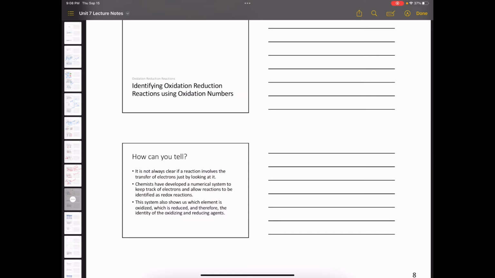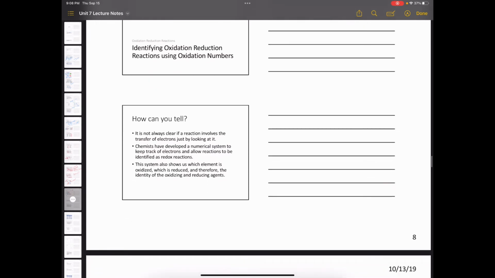So now let's look into identifying oxidation reduction reactions using oxidation numbers, which I find kind of interesting. So how can we tell what the oxidation number is? How can we tell this material's oxidation status has changed from being positive to being negative, or changed from 0 to being negative? It's not always clear if a reaction involves a transfer of electrons. So there is a numerical system that we follow to keep track of electrons and allow reactions to be identified as redox reactions, because the only way to tell is by tracking the oxidation numbers of the substances involved in the reaction.